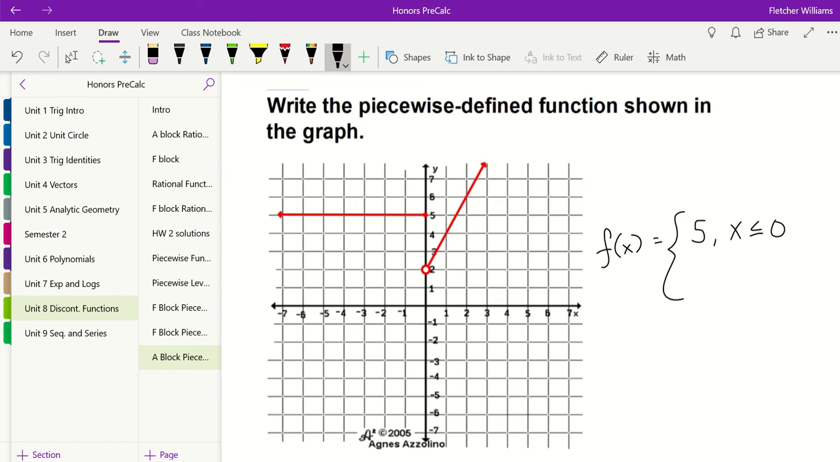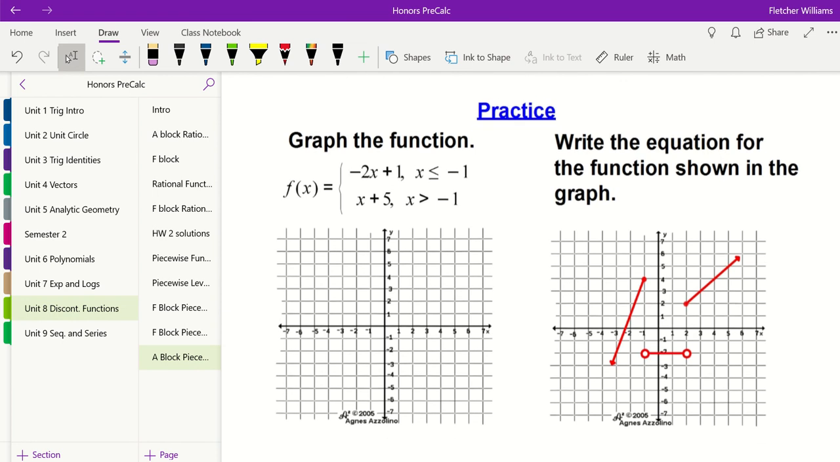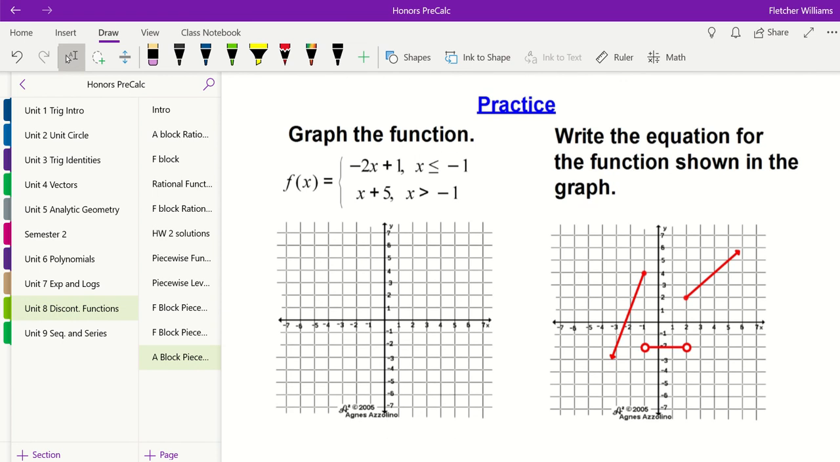And then, Ethan, can you tell what the right piece is? 2x plus 2 if x is greater than 0. Yep. The 2x coming from the slope of 2, y-intercept 2. So y equals mx plus b, 2x plus 2. Okay, you try those 2, and then we can check in just a minute.